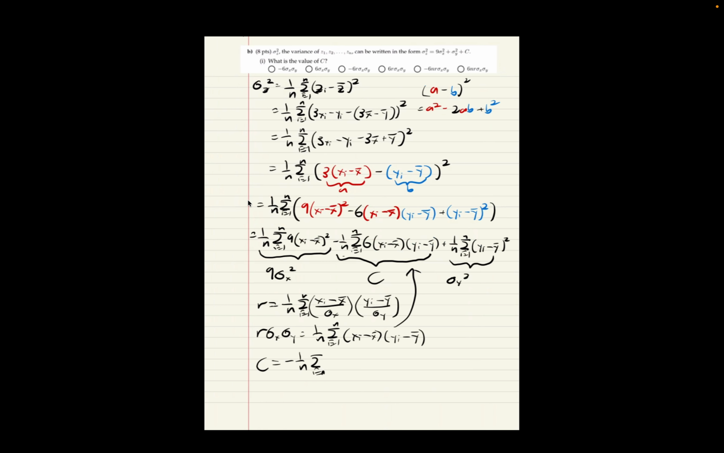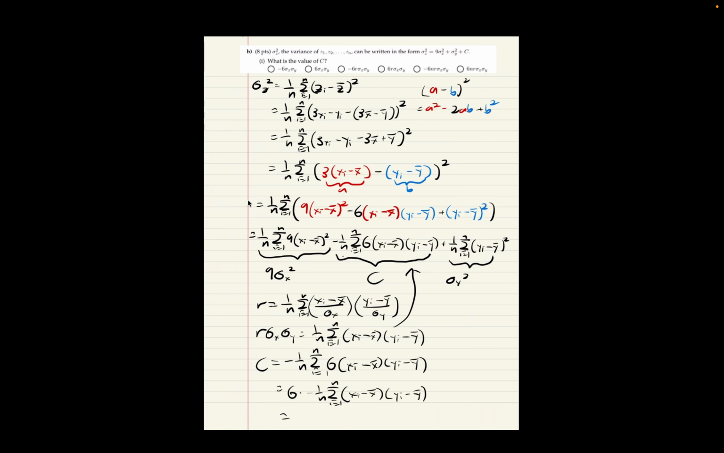negative 1 over n times the sum of 6 times xi minus x bar times yi minus y bar, or rather 6 times negative 1 over n. This means we can substitute this now into negative 6 times r times the standard deviation of the x's times the standard deviation of the y's as our final answer for c.